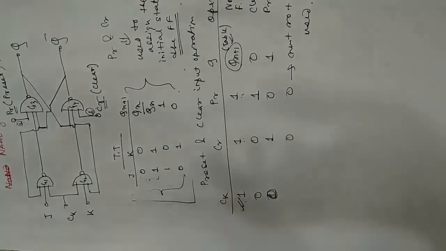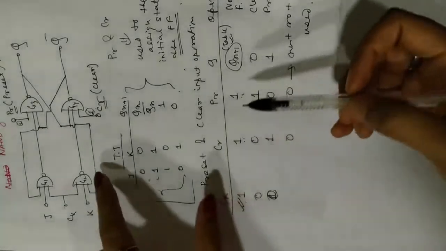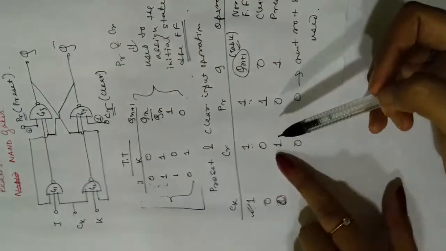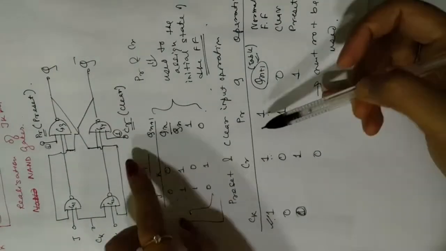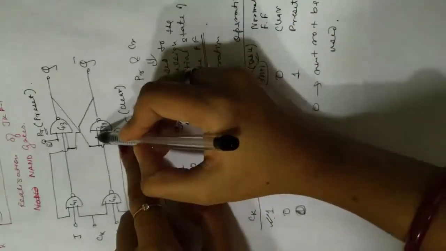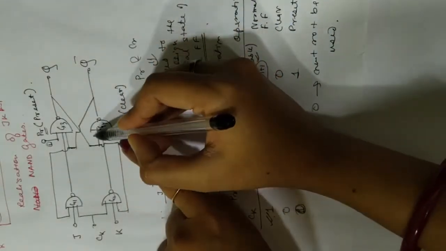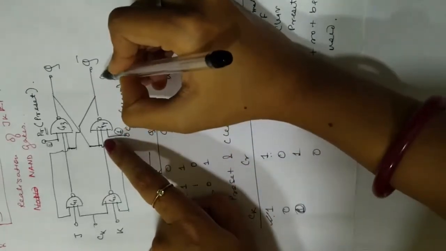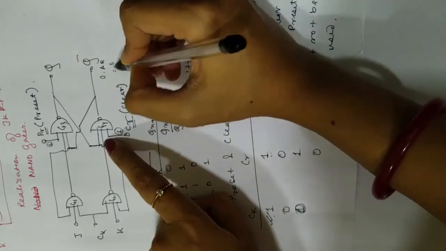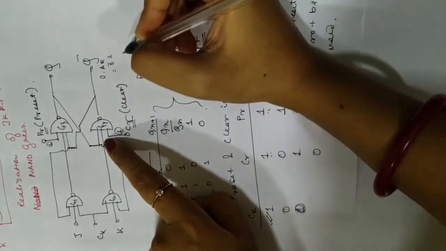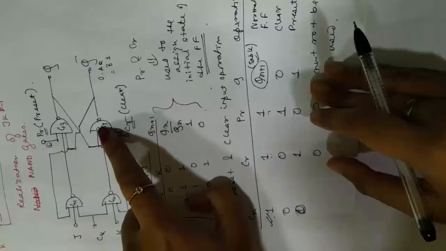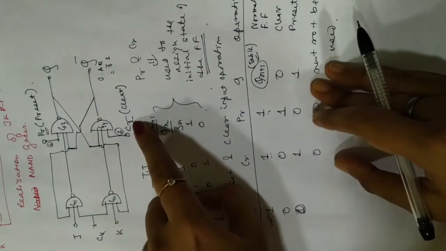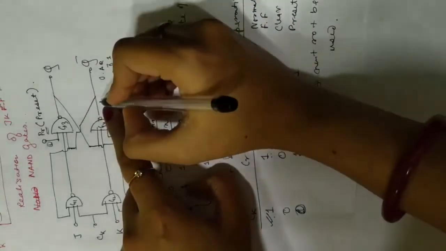Now what happens when we put CR equal to 0 and PR equal to 1? If any terminal is put to 0, say CR is 0, and anything A or B passes with it through a NAND gate, 0 dot anything is 0, and the NAND of that is 1. That means whenever we have CR as 0, the output of this gate has to be mandatorily 1.